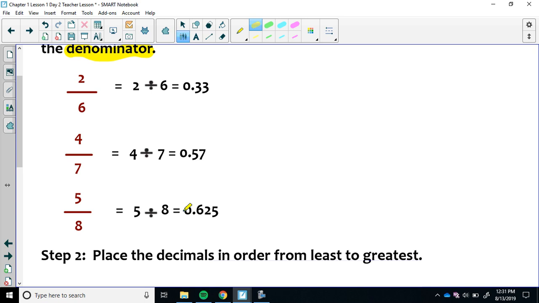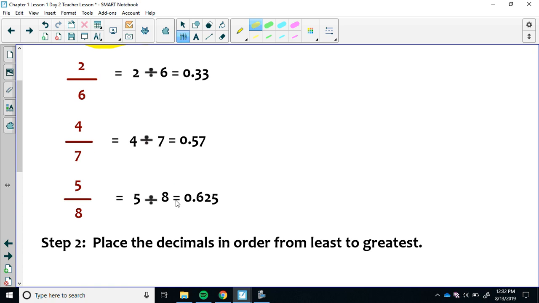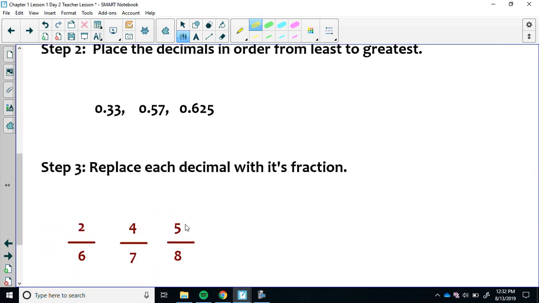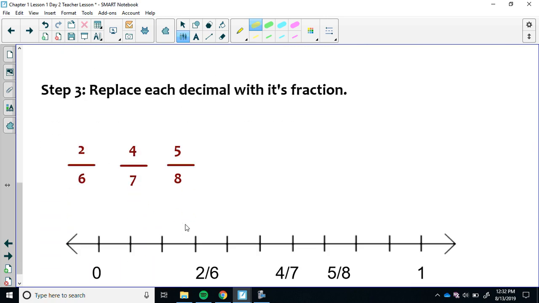The other way that you could do this is you could find a common denominator for all those and make equivalent fractions, but I just feel that this is an easier method. And once again, then we place the decimals in order. So 0.33, 0.57, and 0.625. And then we replace those numbers with the fractions. So 2/6 is 0.33, which should be right about there on the number line. 4/7, which would be right about here. And 5/8, which should be right about there.